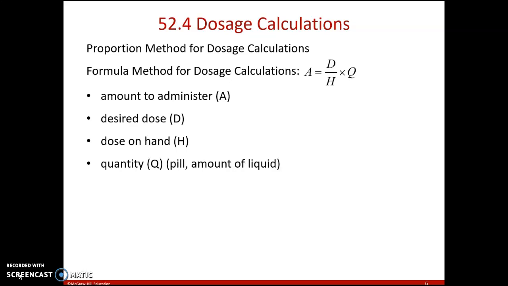The formula method is a little bit simpler, and it works for your answer being your desired over what you have on hand. I also call D what you need, and you divide that by what you have.